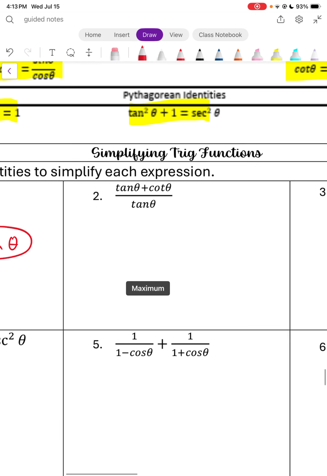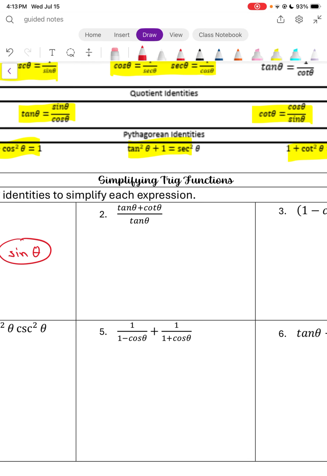Each of these have multiple ways of working it, so just because you don't work it the exact same way, if you get the same answer, it's fine. The next thing I see here is two things on top, separated by a plus sign, and they're both being divided by tangent, so that's distributive property. I'm going to split that up, and I'm going to write this tan over tan plus cotan over tan. Tan over tan, anything divided by itself is 1.